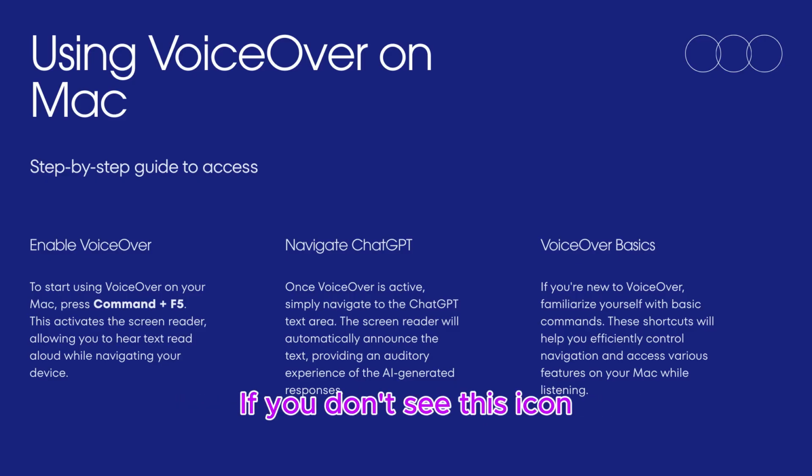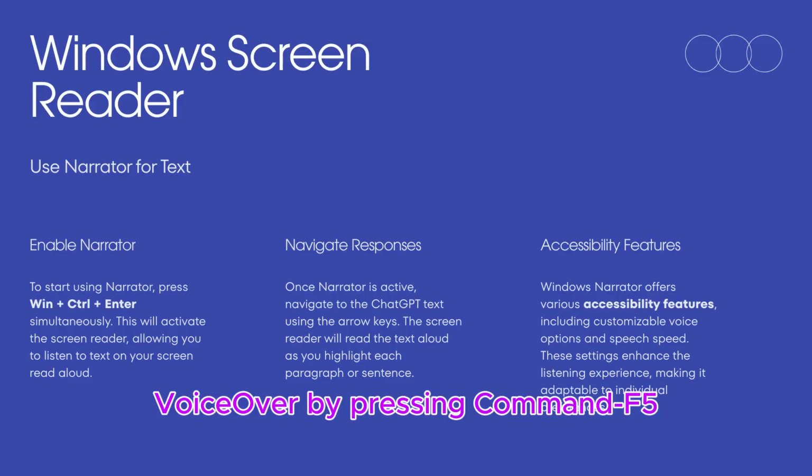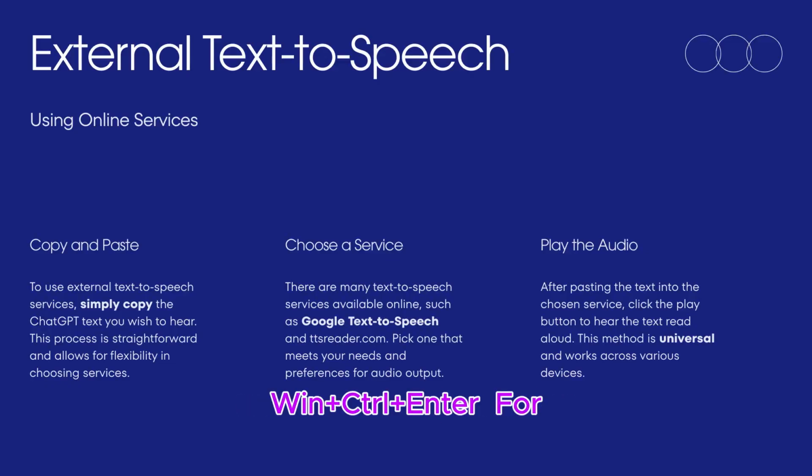If you don't see this icon, you can use your device's built-in screen reader. On a Mac, enable VoiceOver by pressing Command F5, then navigate to the text. On Windows, use Narrator by pressing Win+Ctrl+Enter.